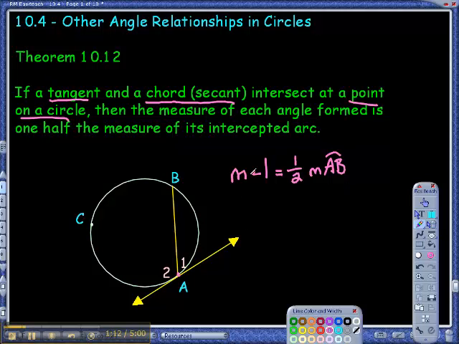The same idea is true with the measure of angle 2, that it is half of the measure of this arc over here. Now notice this arc is a major arc, so we do need to list it with 3 letters. So we're going to say the measure of arc, and it doesn't matter if you want to say ACB or BCA, but half of that arc will give you that intercepted angle. All right, next.